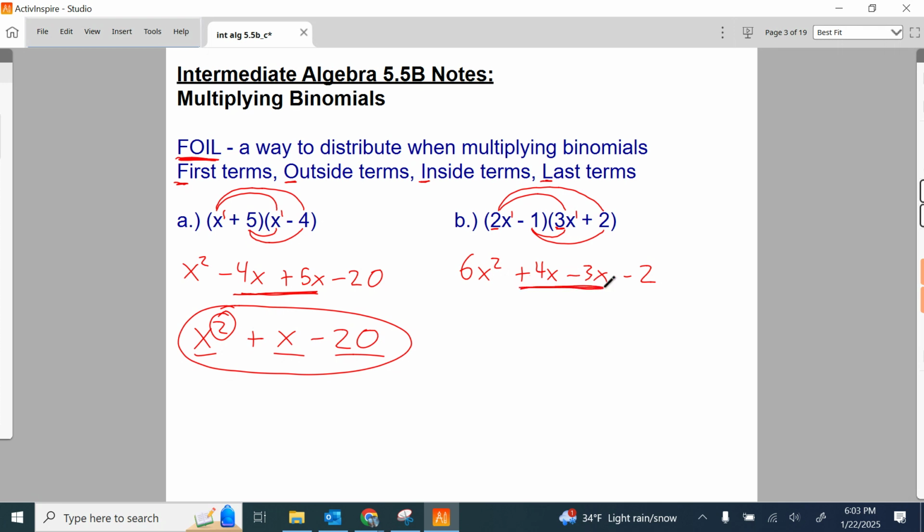Notice again we can combine those like terms in the middle. So we're going to end up with 6x squared, a plus x again, and a minus 2. All right. That answer, again, making it a quadratic because of that power of 2. That's where that name comes from. And the trinomial because it has those 3 terms.